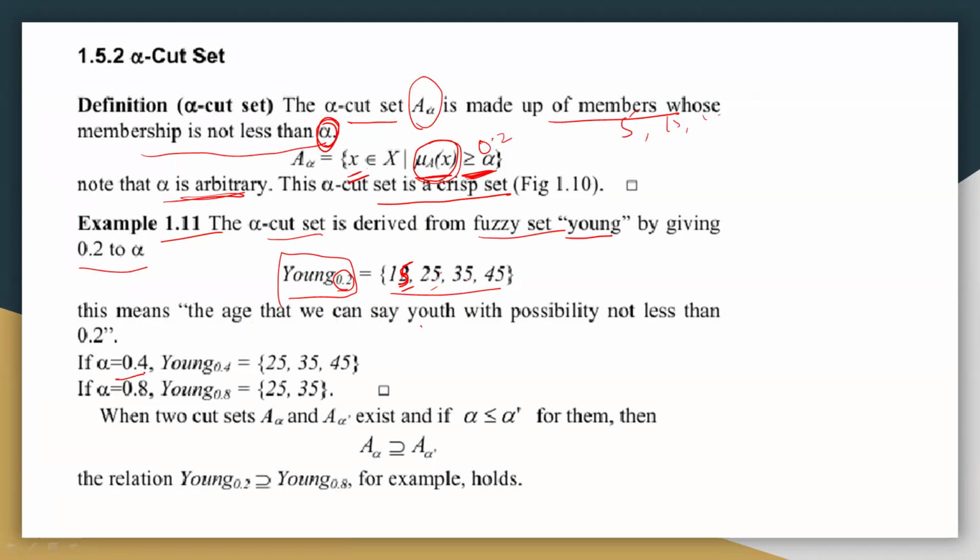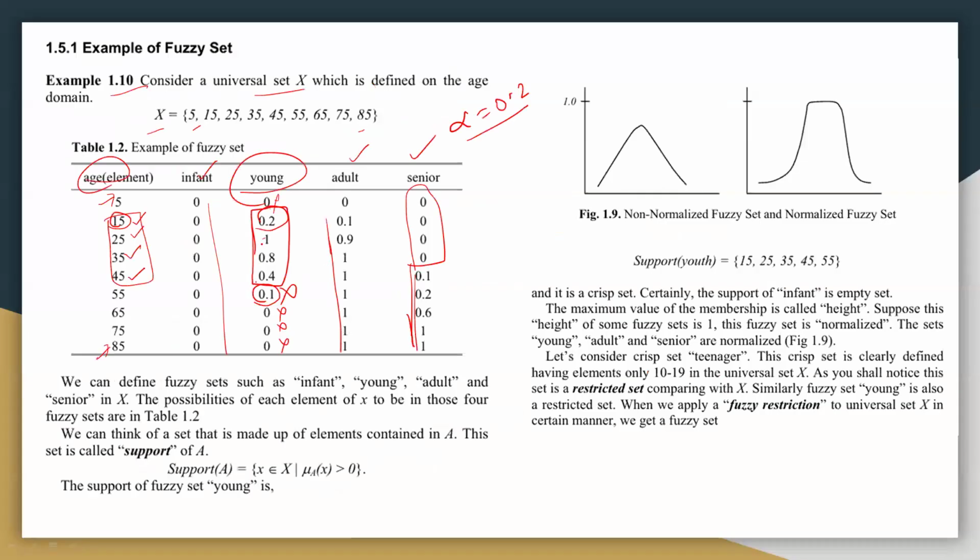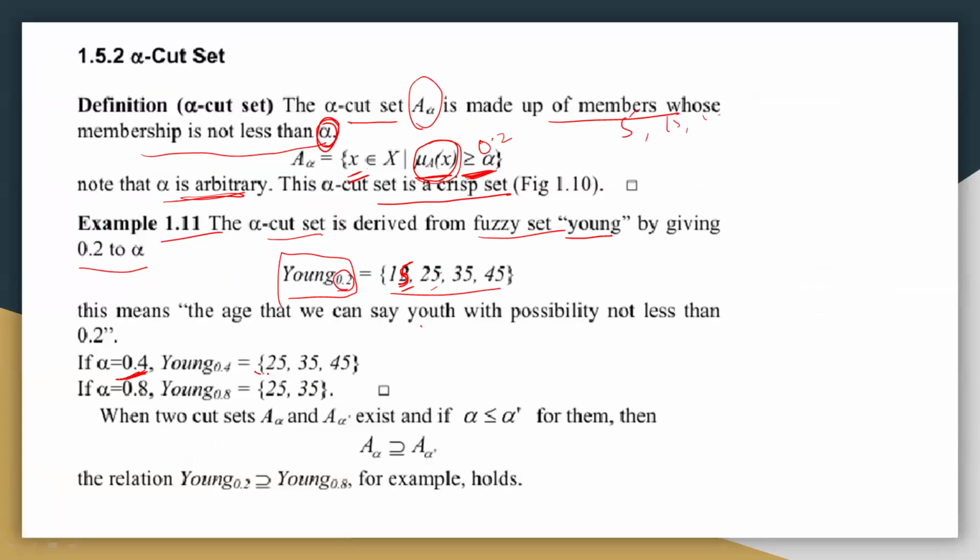So suppose the alpha value was 0.4, which would have been the age groups? You can look at here for values greater than 0.4. So which are the values greater than 0.4? This is there, this is there, this is there. That's all, only three values. That is 25, 35, and 45. And that is the answer that is given. It's another crisp set, young of 0.4. Similarly, when alpha is 0.8, young of 0.8, there are only two elements, 25 and 35.